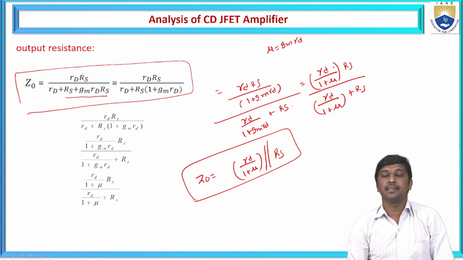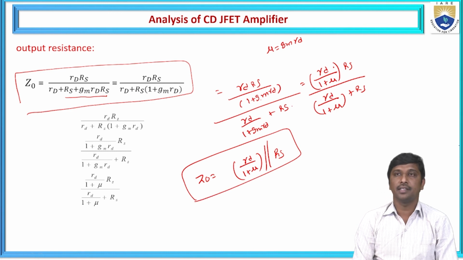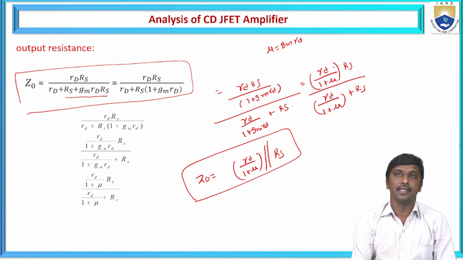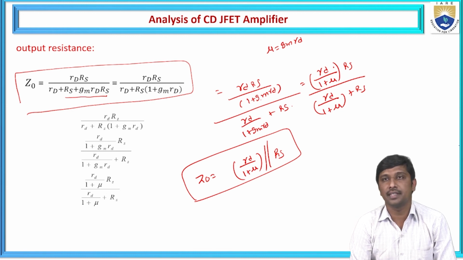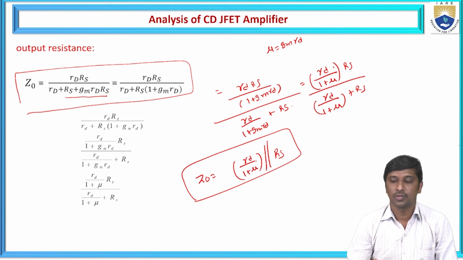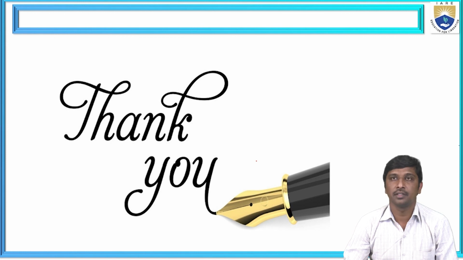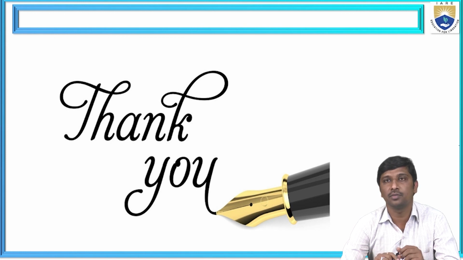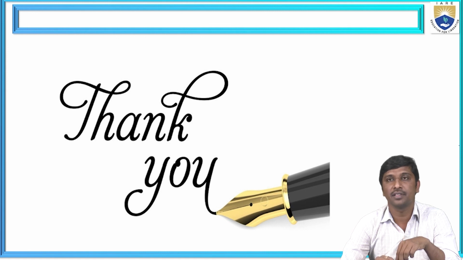The output impedance of the common drain amplifier has another relation: it is the output load resistance RS in parallel combination with RD by 1 plus mu. So up to this point in today's session, we observed what a common drain amplifier is, and we designed the common drain amplifier using the small signal model, and also we observed the voltage gain, input impedance as well as the output impedance.